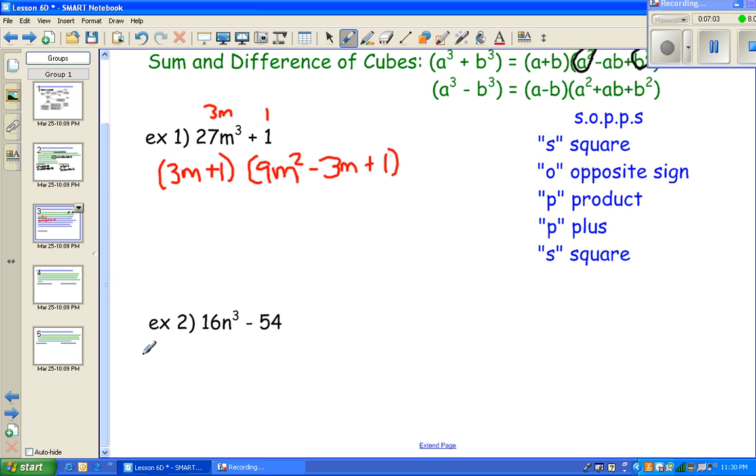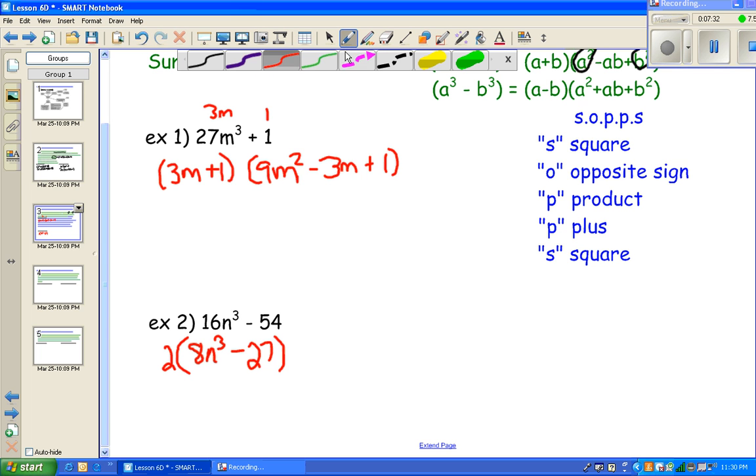So here, same kind of thing. Is there a GCF? What can go into 16 and 54? I'm just trying a couple things on my calculator. I think 2 is the largest number, so we're going to factor a 2 out. So then we have 8n cubed minus 27. And then you realize that 8n cubed is a perfect cube.